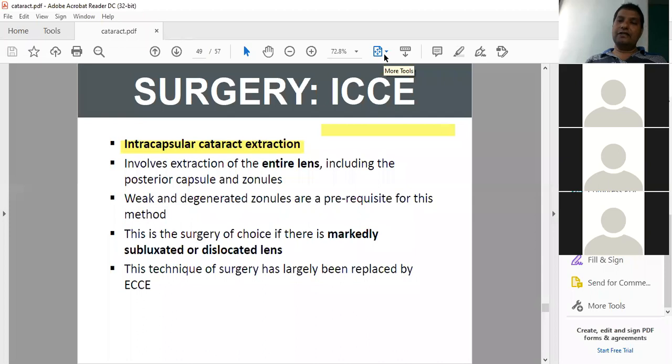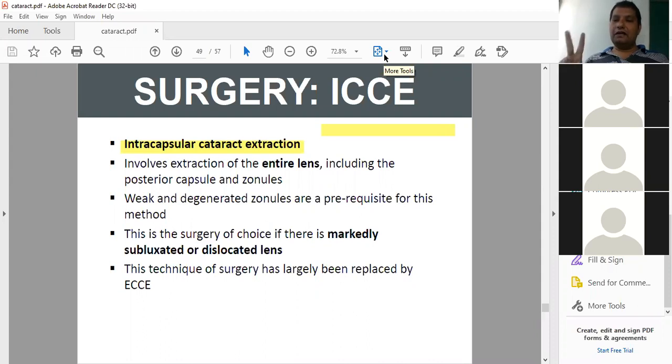Then after doing these tests, what we have to do is something called biometry, because normally now we insert an intraocular lens into the patient's eye. So we want to know what power we should implant. For that we do a procedure called biometry.